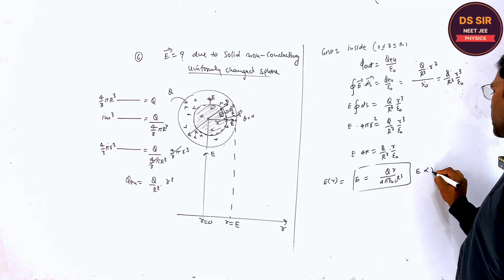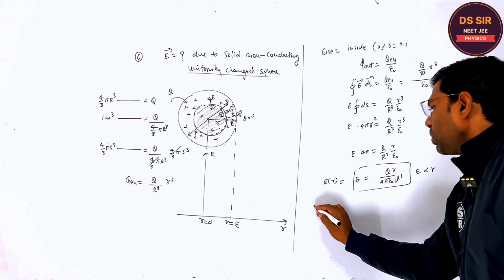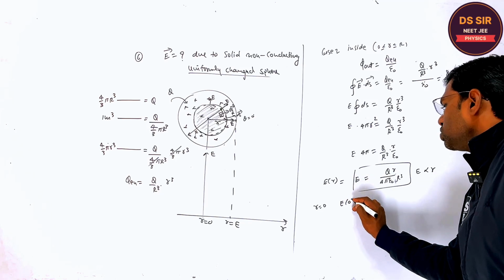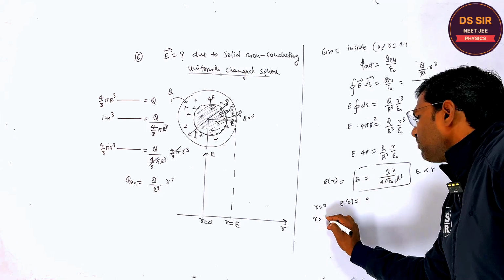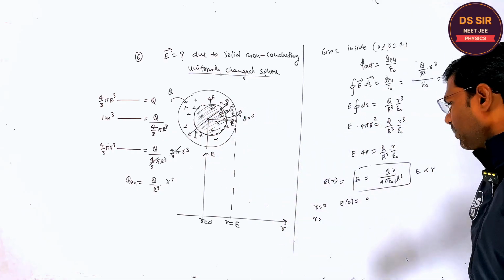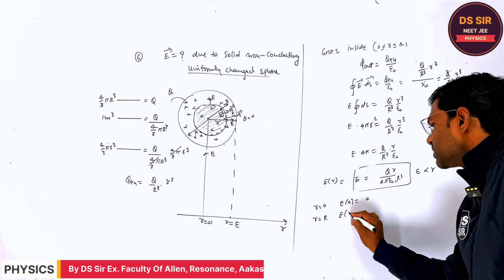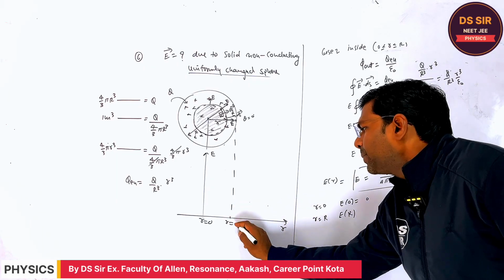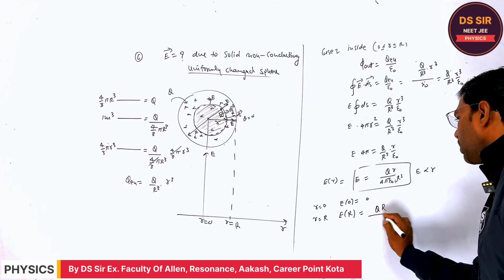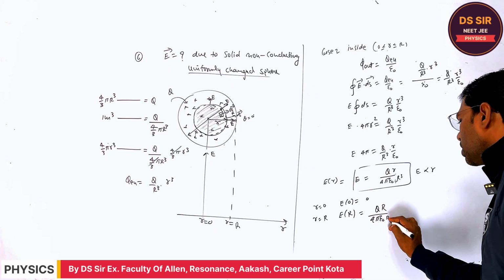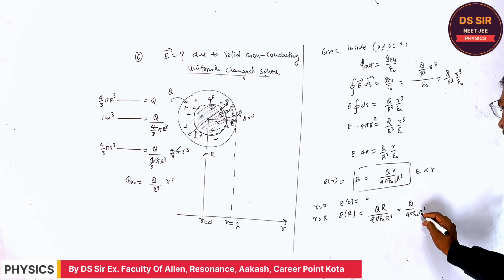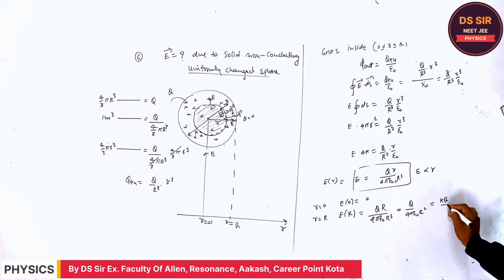The electric field here varies directly proportional to r. At r equal to 0, meaning at its center, if you put r equal to 0, what is the electric field? 0. The value of r varies from 0 to capital R, meaning inside is what we are talking about. So on the surface, at r equal to capital R, the electric field is kQ R upon R cube, which equals Q upon 4 pi epsilon naught R square, and this is equal to kQ upon R square.